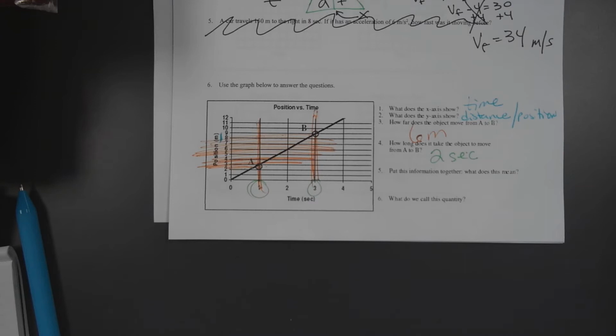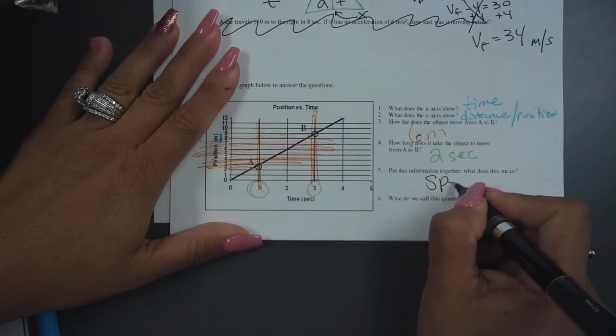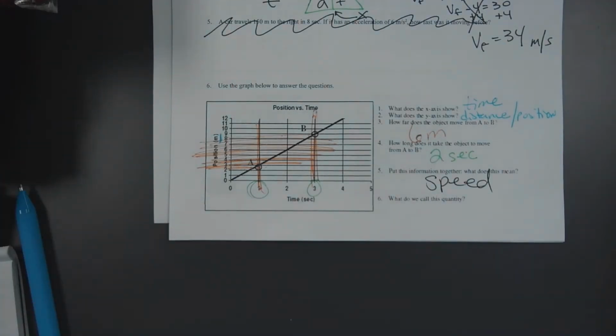Reese, what does it mean? What is this? When I put all of this information together, what is it telling me that the object's doing? The object's speed. Thank you. Speed. That's what the answer is. So write that in, because a lot of us got it wrong. Speed. A DT graph tells me the speed. Now the next one, number 6. A lot of us got this one wrong.